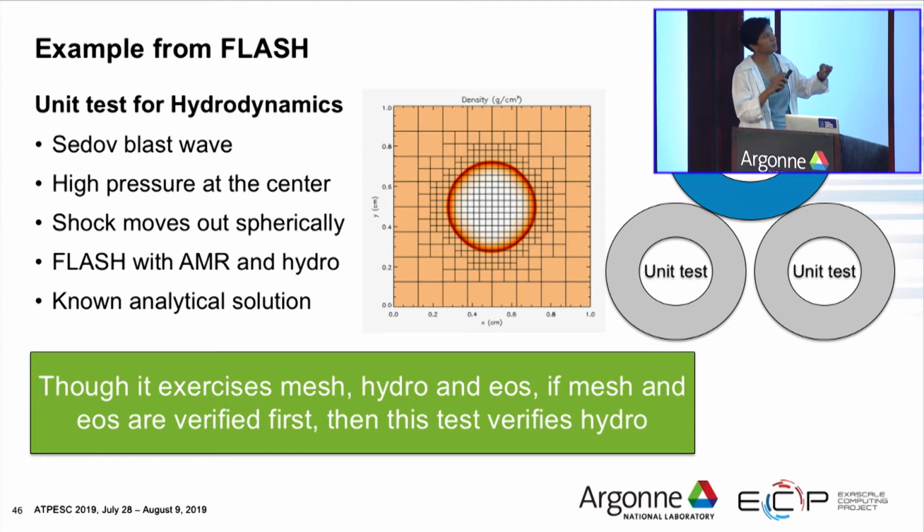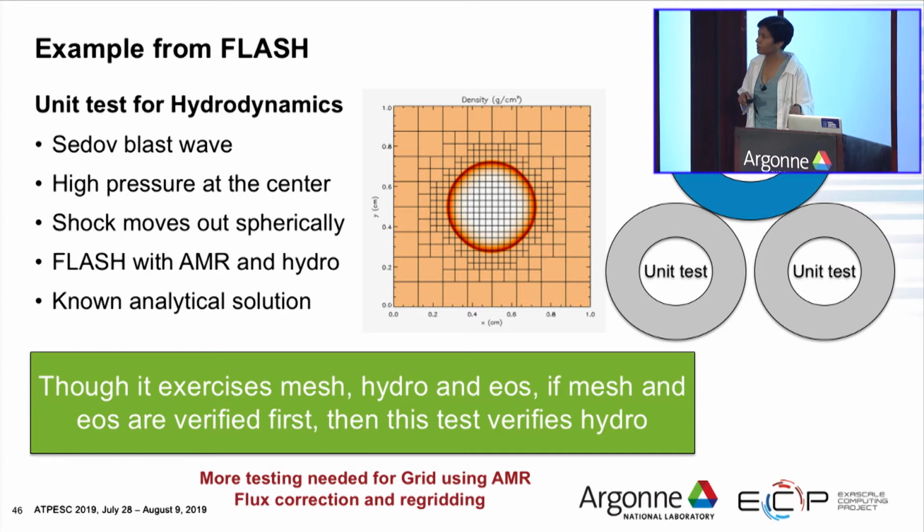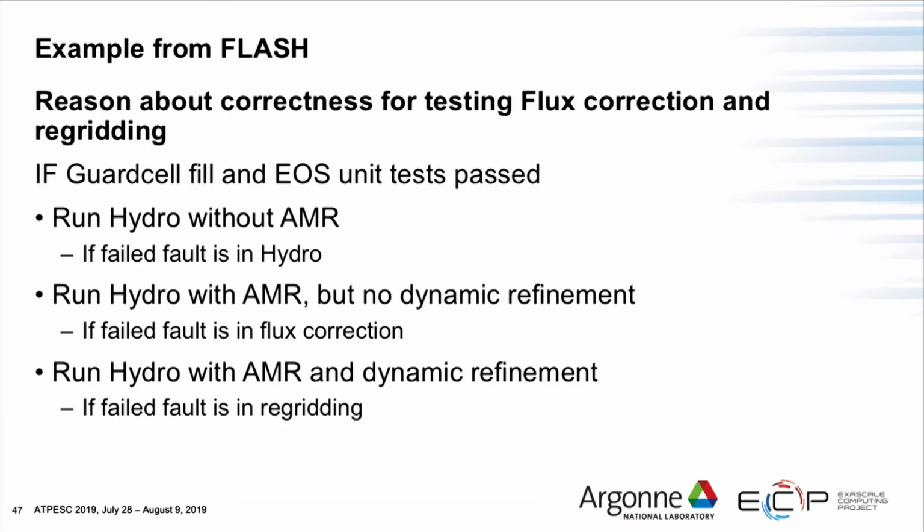But then there are other aspects of it. With AMR, there are other functions that haven't been verified yet. Those functions are, for example, flux correction and regridding that haven't been exercised. So now you start to reason about it. You run the code with the uniform grid, you run the code with AMR, you run the code with regridding turned off, and you run the code with regridding turned on.